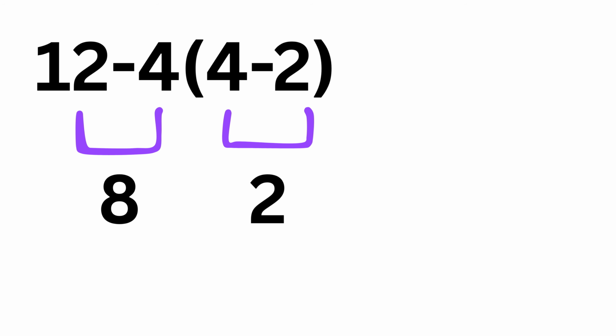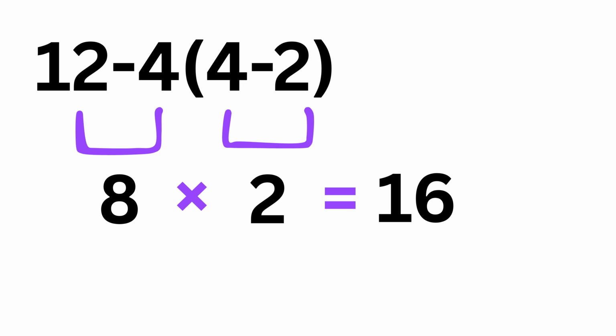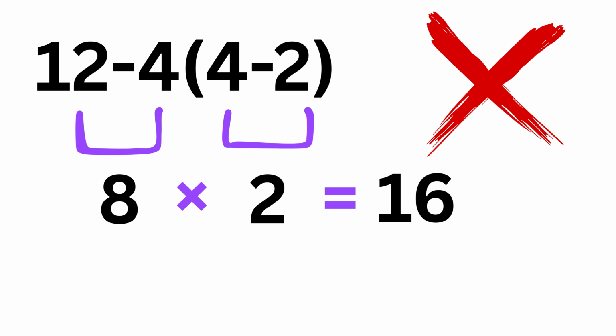12 minus 4 times 4 minus 2. 12 minus 4 is just 8, and 4 minus 2 is 2. So we have 8 times 2, which equals 16. But this answer is incorrect.